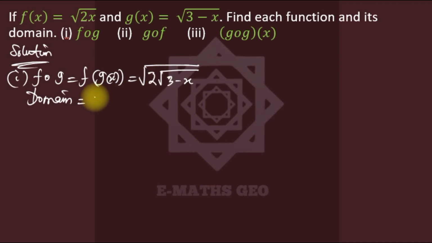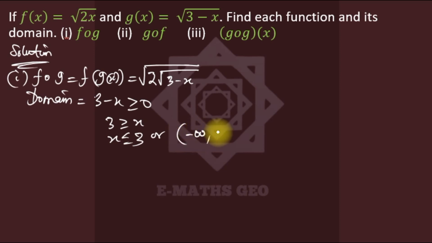So the only way the number is greater or equal to 0 is when 3 minus x is positive. Yes, this is the major thing. This is just a constant and is a positive constant. So the domain now is x, where 3 is greater or equal to x, or x less than or equal to 3. Or using interval notation, negative infinity comma 3. So that's our domain.